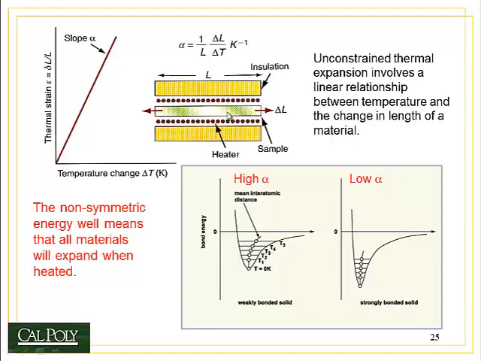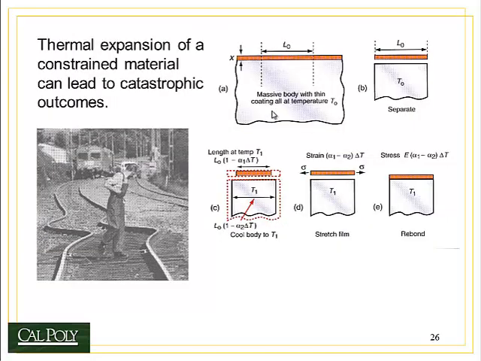This is an example of unconstrained thermal expansion, where the ends of the bar are able to expand as much as they want. So there's lots of strain but no stress present in this situation. But what if the ends couldn't expand as they wanted? Then we'd have something called constrained thermal expansion.